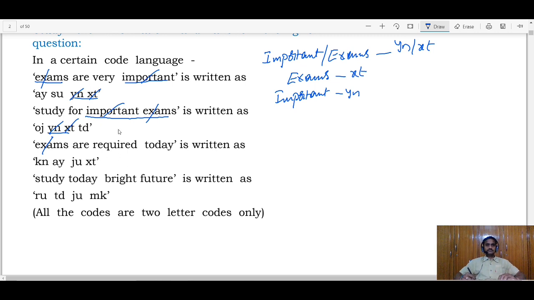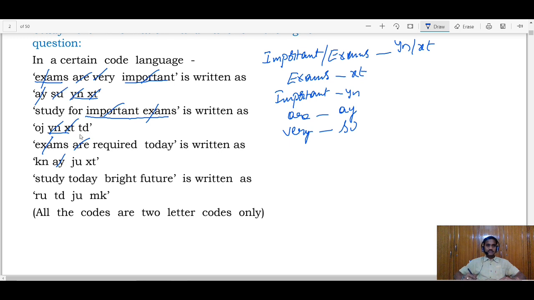And next one, R and very are the two words here. R is the word that is common between the first and the third, AYSU, where AY is common. So the code for the word R is AY. Then the code given to the word very is SU.